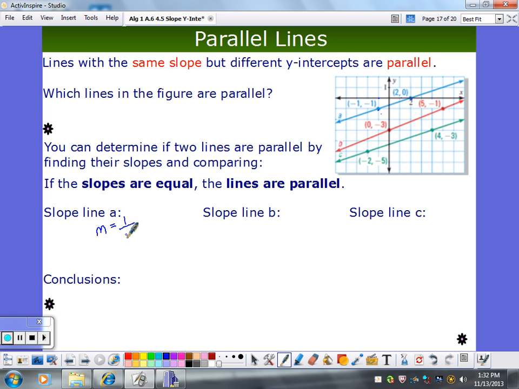Right, up 1, right 3, it's 1/3. Well, let's look at the slope of the blue line here. They've given me 2 points. I go up 2, so that's up 2, and then what? How far over? 1, 2, 3, 4, 5.